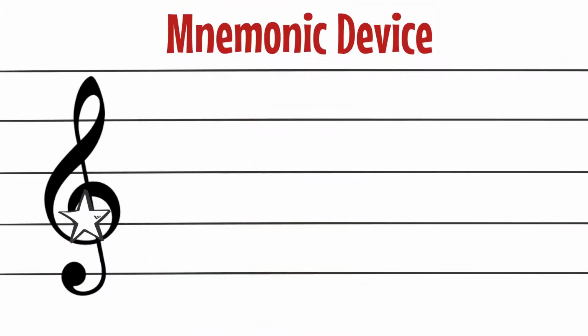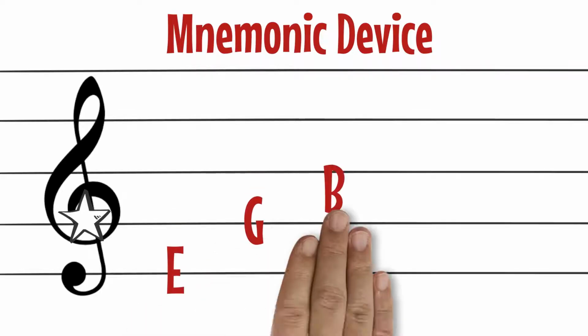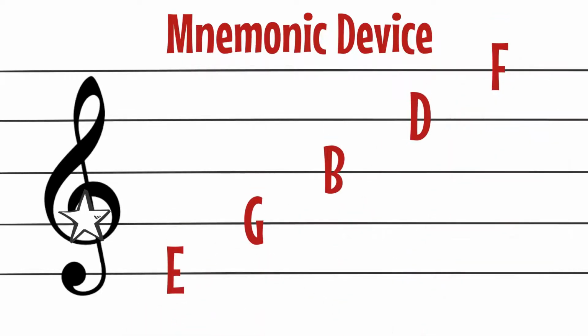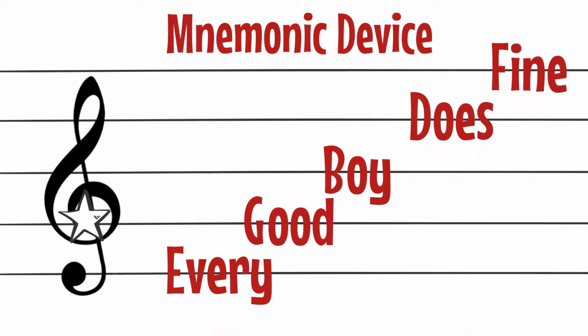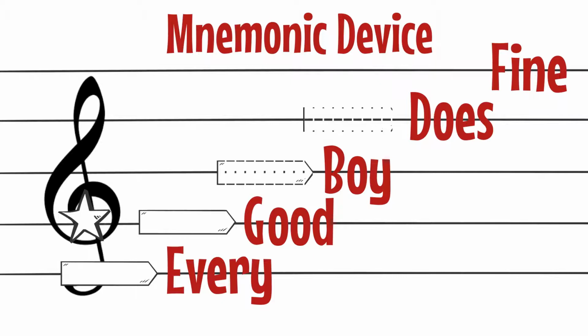There is also a mnemonic device used for identifying the notes of the treble clef, in which we have a sentence where each word begins with each note name. Starting from the bottom line ascending to each line, skipping the spaces, we have E, G, B, D, and F. The mnemonic device is every good boy does fine. E, G, B, D, F.